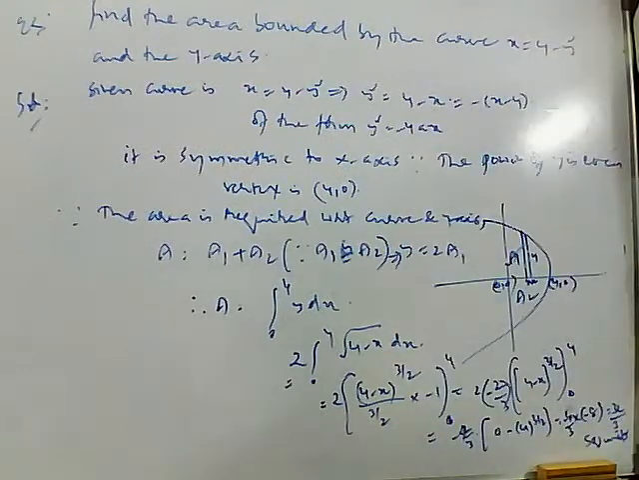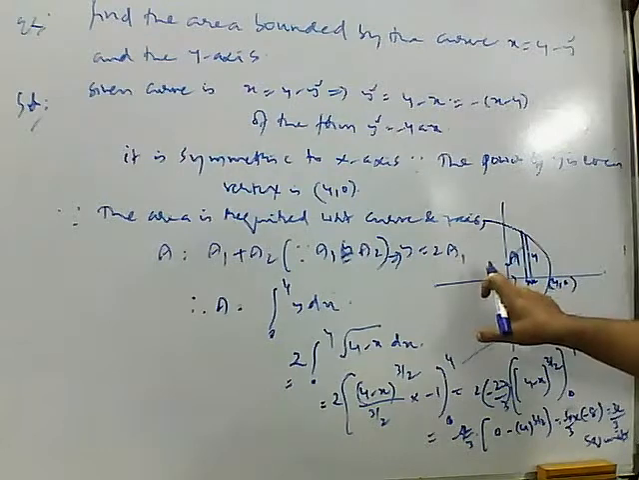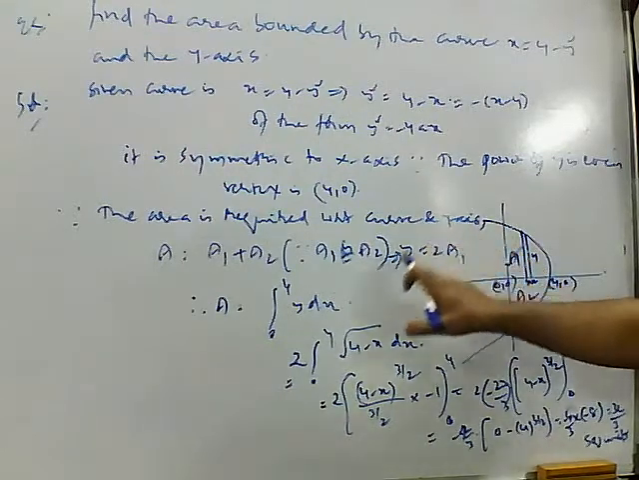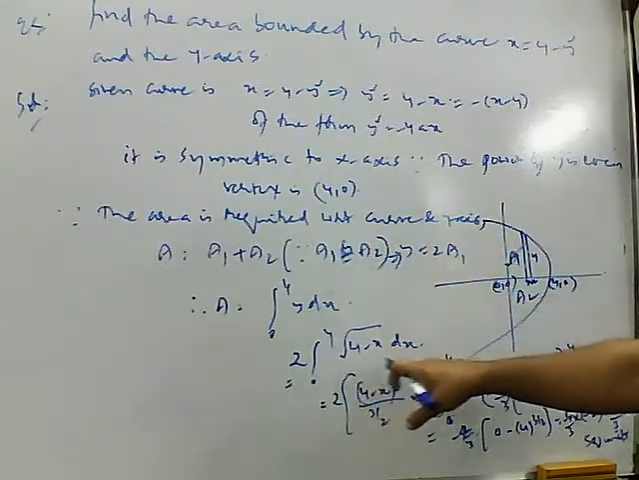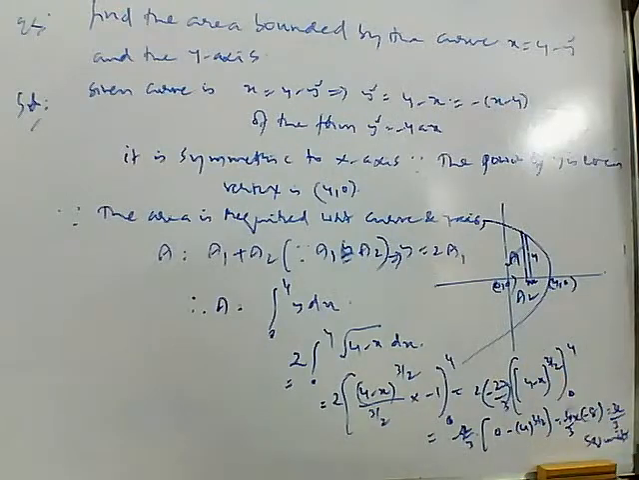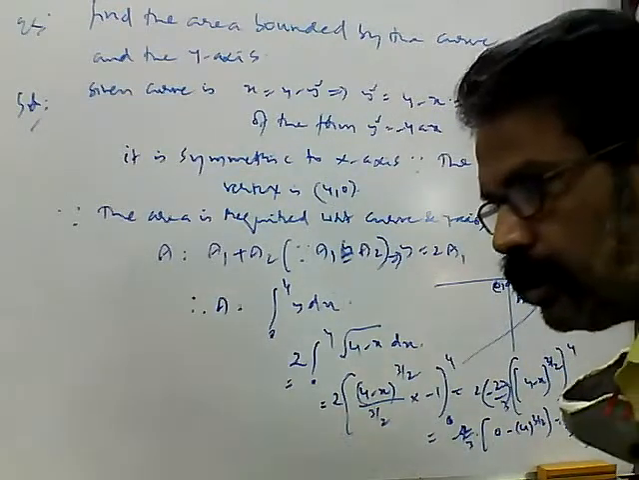Okay, clear? Understood now? Like this you get. So first you have to draw the figure, identify the region, then take the respective limits, form the function, and then you go ahead. This is the area, like that you will get. I think you are clear, Raj?